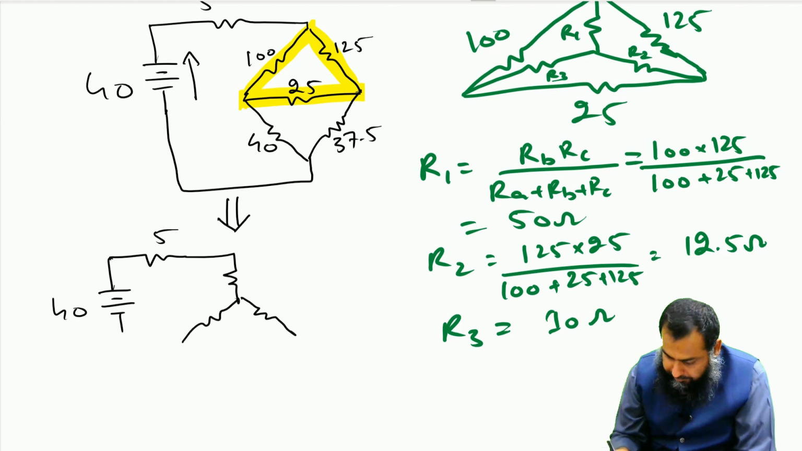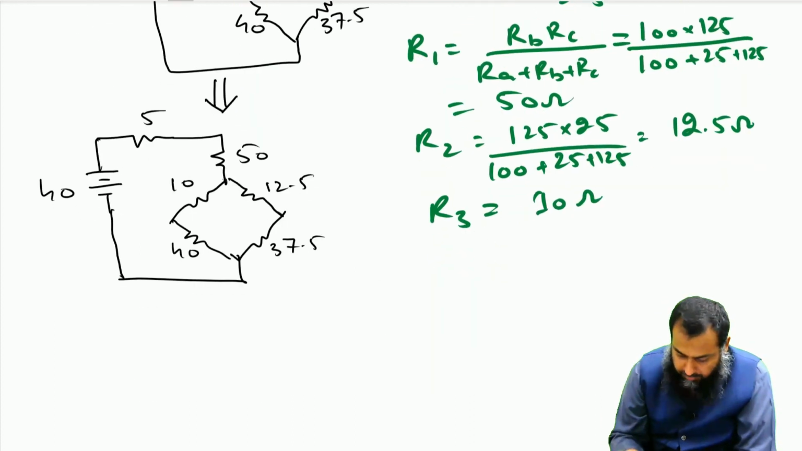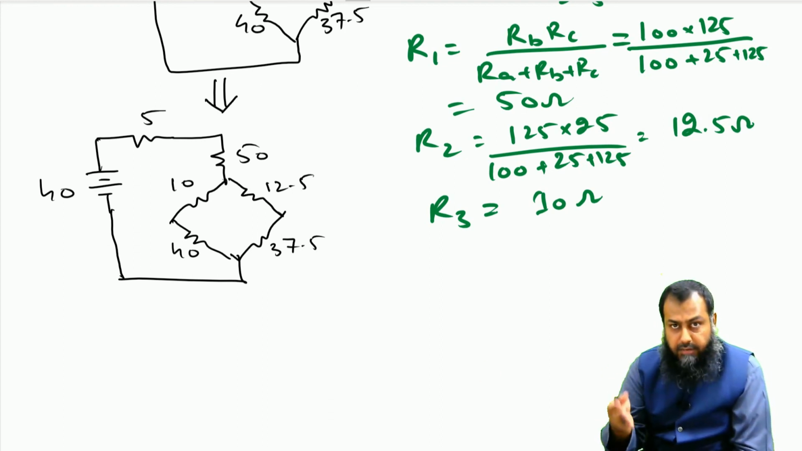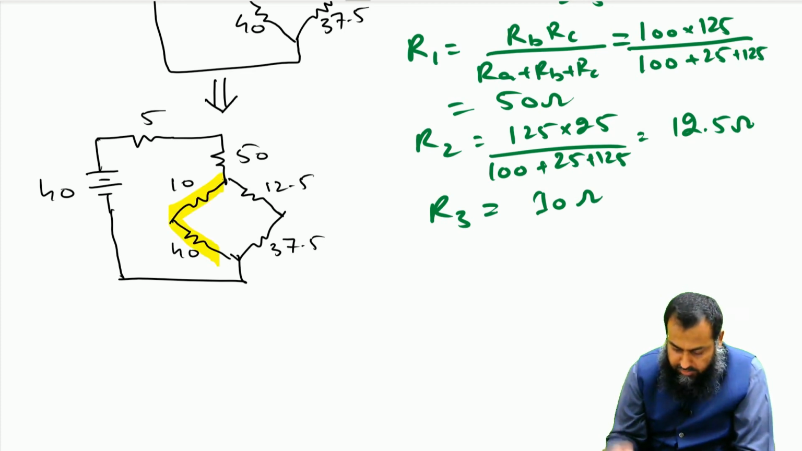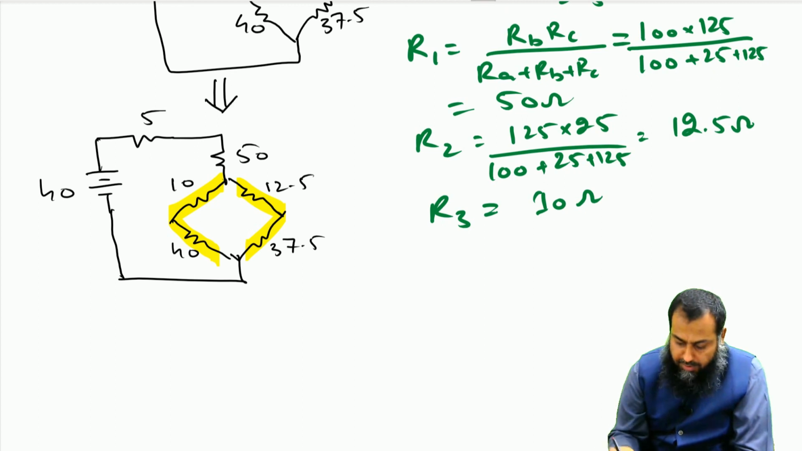So here we have R1 that is equal to 50 ohm. This is R2, so R2 is equal to 12.5 ohm, and then we have 10 ohm here, and thereafter we have this resistance of 40 ohm and another resistance of 37.5 ohm, connected in this fashion. Now this has actually simplified the circuit a lot. We can say straight away that this resistance and this resistance are in series. Similarly, this 12.5 ohm resistance and this 37.5 ohm resistance are in series, and the connection of these two resistances comes in parallel with each other.